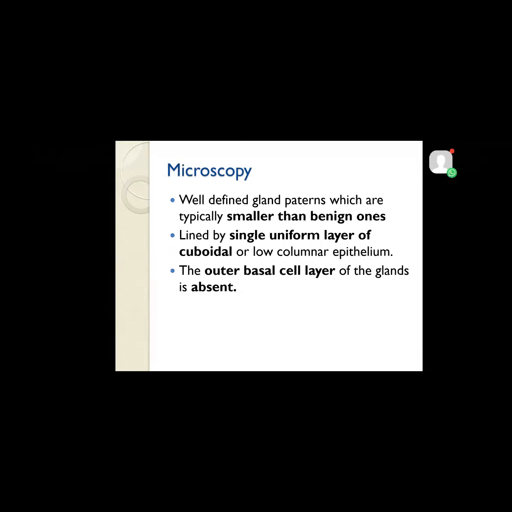I told you it's nothing but gland and stroma. The prostate is made up of gland and stroma, right? So these glands will show a glandular pattern, but when compared to benign prostatic hyperplasia, these glands will be smaller ones. Okay, and I told you in BPH, the glands are lined by two layers of epithelium, whereas here it will be only a single uniform layer of cuboidal cells. The outer basal layer of these glands will be absent.